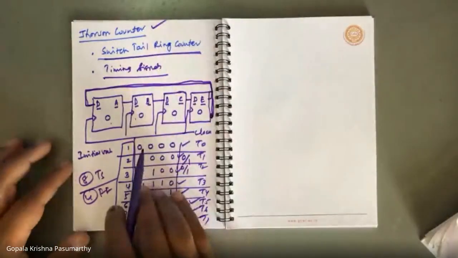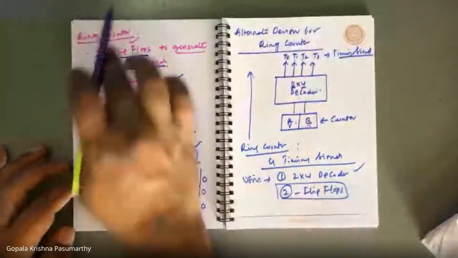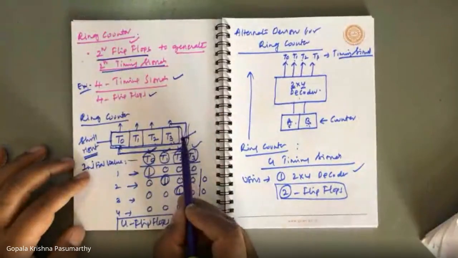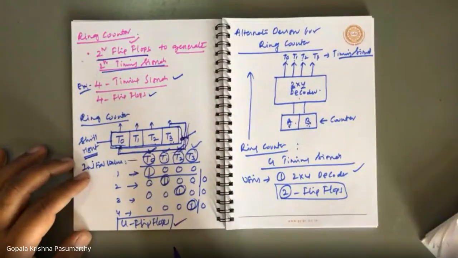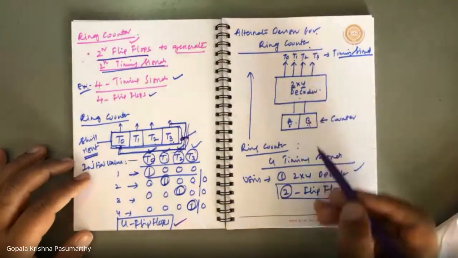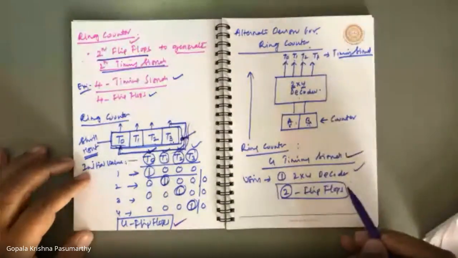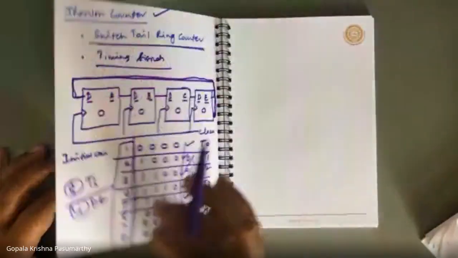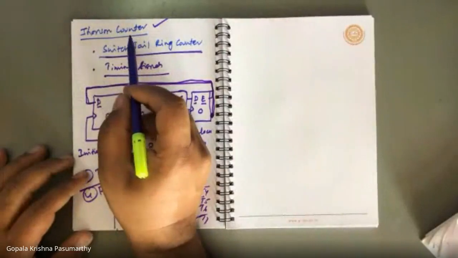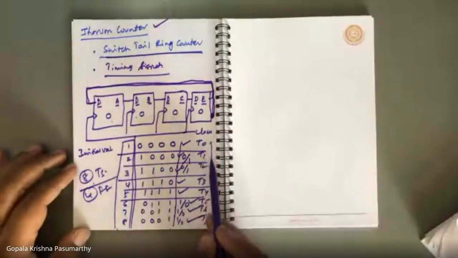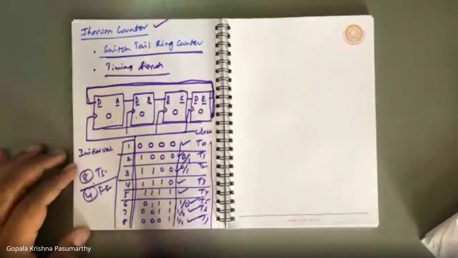That is the advantage of Johnson counter. In ring counter, we can generate 4 timing signals with 4 flip-flops. In an alternate design for ring counter, 4 timing signals can be generated using 2 flip-flops and 1 2x4 decoder. In Johnson counter, 8 timing signals can be generated using only 4 flip-flops.